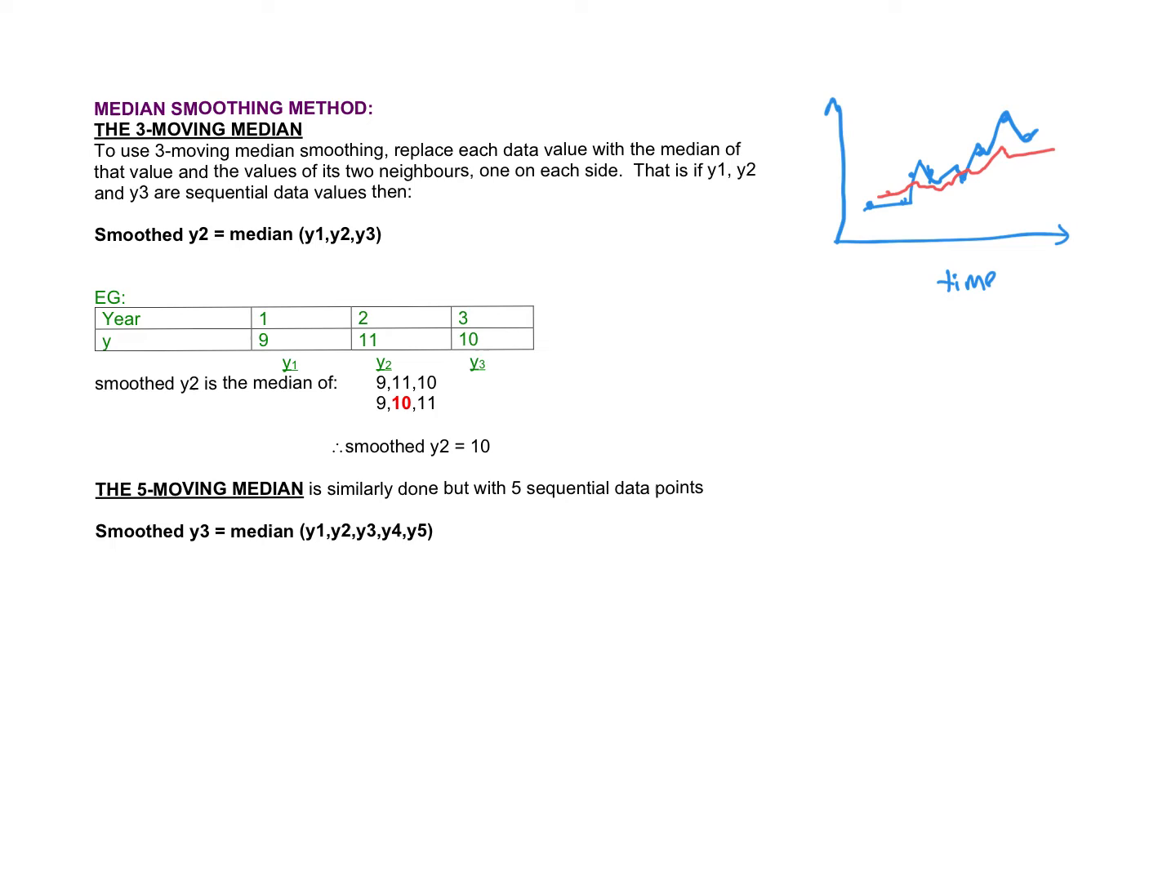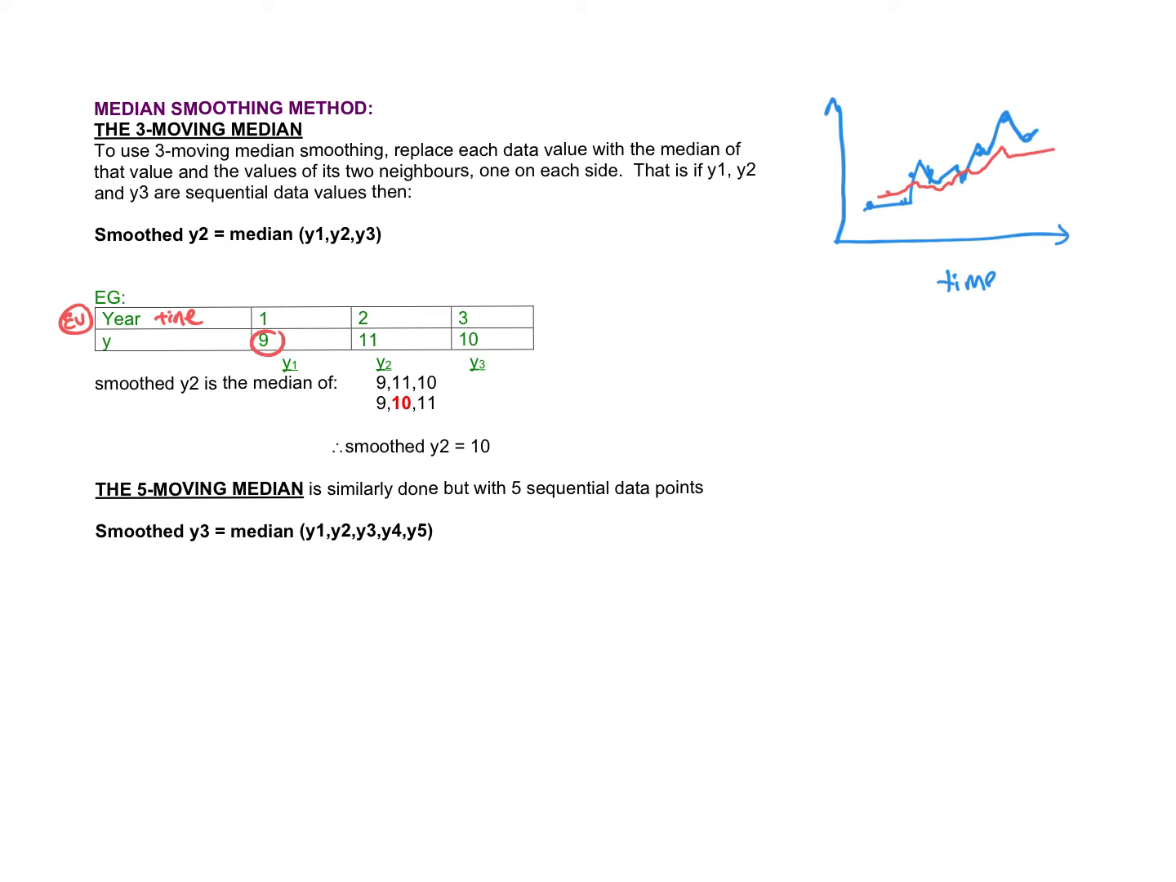Okay, so we looked at mean smoothing. Remember, the mean is calculated by adding them all up and then dividing by how many. Now today we're going to do median smoothing. Median smoothing is when you find the median. So say for example here, the year will be your explanatory variable because that's the time, yeah? And then they've got a y value.